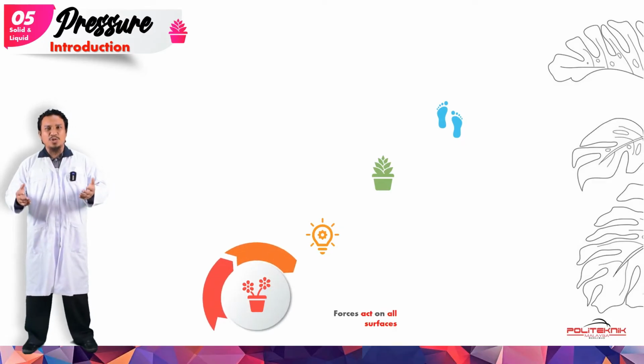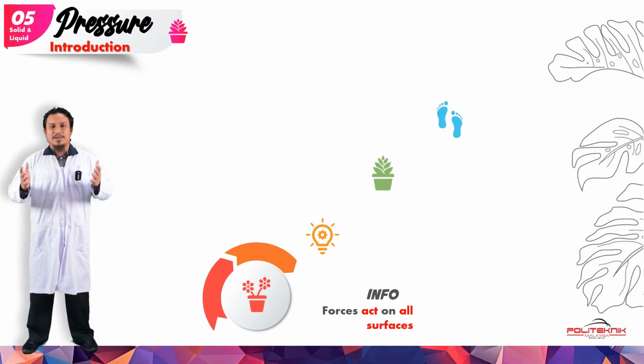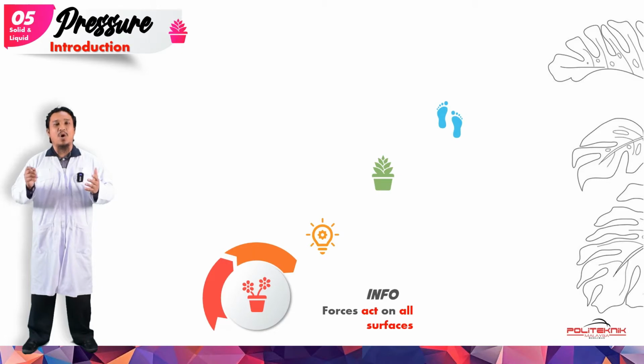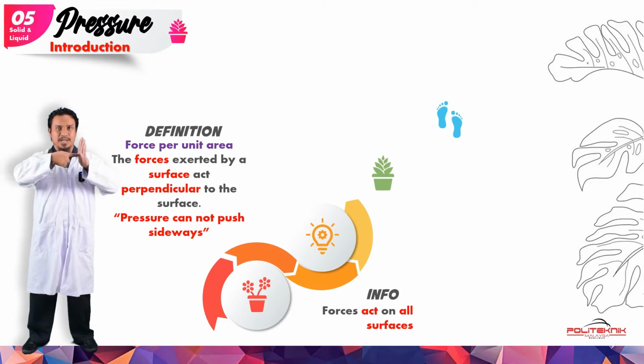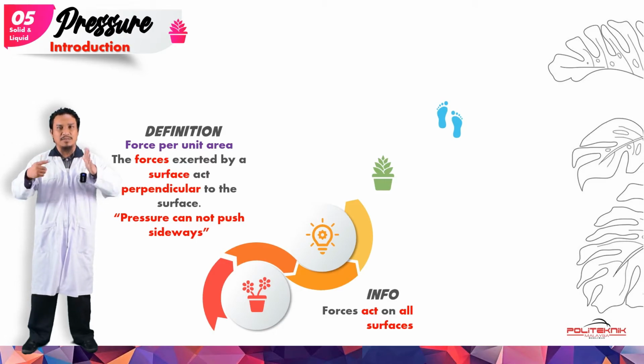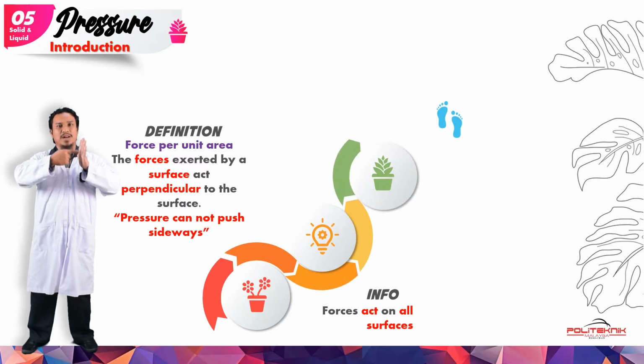Okay guys, moving on to pressure. Alright, so pressure is forces that act on all surfaces. Alright, so the definition is force per unit area, meaning the force exerted by a surface acts perpendicular. Okay, 90 degrees. The pressure cannot push sideways. It must be perpendicular or 90 degrees.